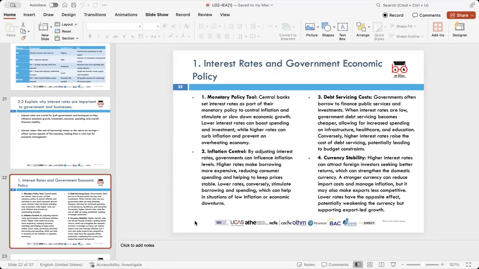Currency stability. Higher interest rates can make imports cheaper. It can also make exports more expensive, reducing their competitiveness in the global market. On the other hand, lower interest rates can weaken the currency but make exports more attractive, supporting economic growth.